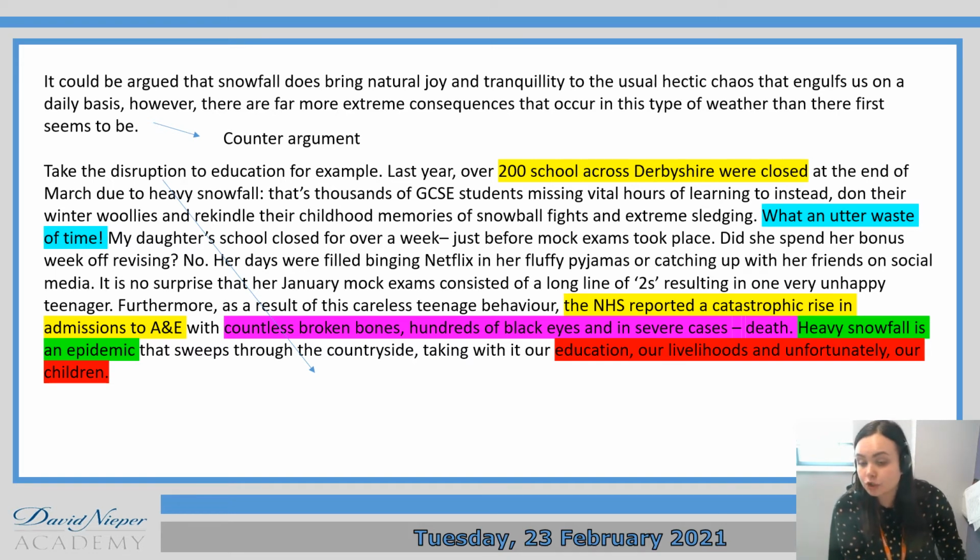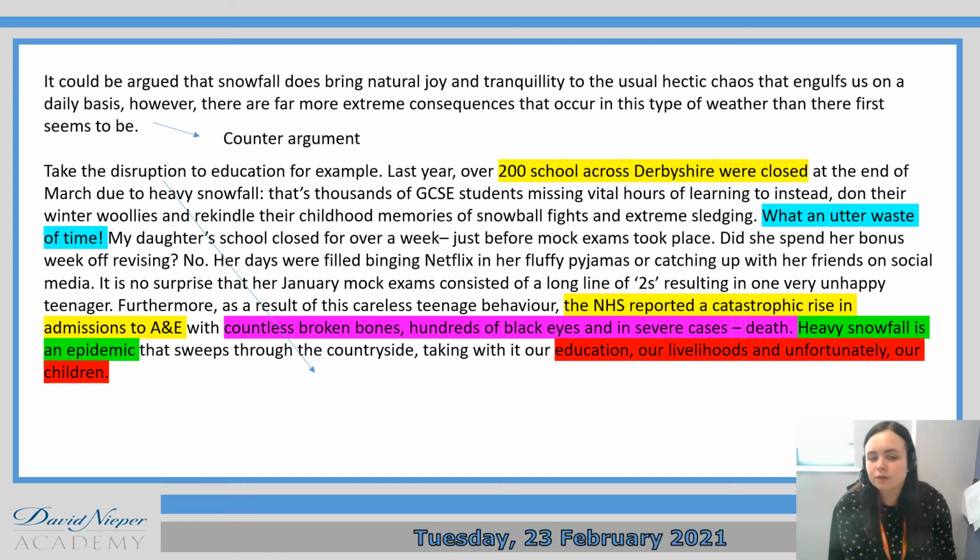So take the disruption to education, for example. Last year, over 200 schools across Derbyshire were closed at the end of March due to heavy snowfall. That's thousands of GCSE children missing vital hours of learning to instead don their winter woollies and rekindle their childhood memories of snowball fights and extreme sledging. What an utter waste of time. My daughter's school closed for over a week, just before mock exams took place. Did she spend her bonus week off revising? No. Her days were filled with binging Netflix in her fluffy pyjamas or catching up with friends on social media. It's no surprise that her January mocks consisted of a long line of twos, resulting in one very unhappy teenager.